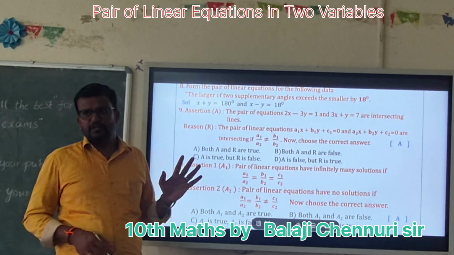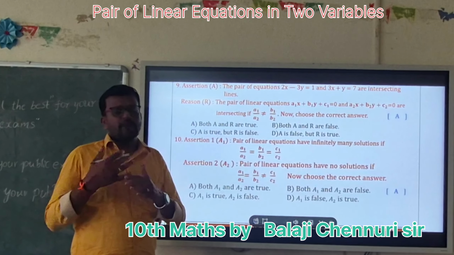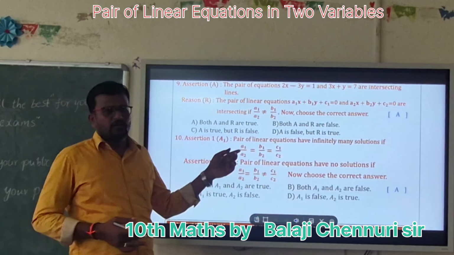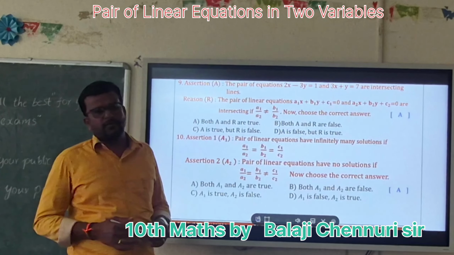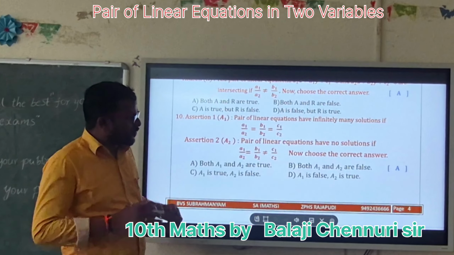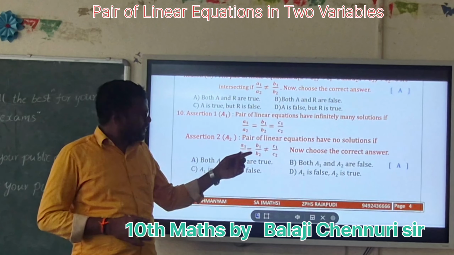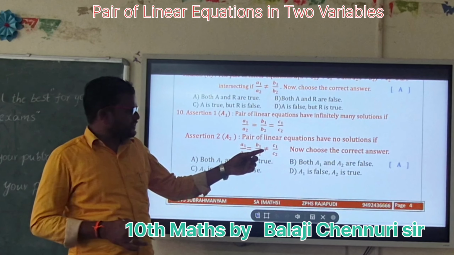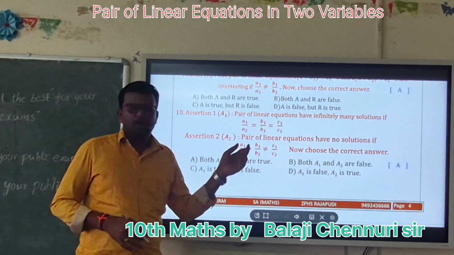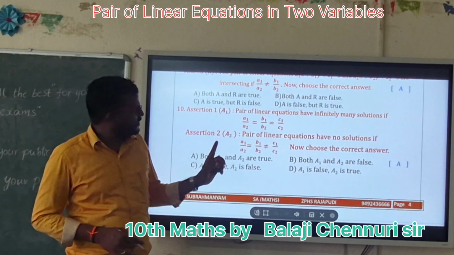Assertion: pair of linear equations have infinitely many solutions. Is it right? If the pair of linear equations are having infinitely many solutions, then what is the rule? a1 by a2 is equal to b1 by b2 is equal to c1 by c2. Assertion: pair of linear equations have no solution. No solution at all. Then a1 by a2 is equal to b1 by b2 is not equal to c1 by c2. That means these are parallel equations. Okay? Parallel equation. This is the coincident equation.